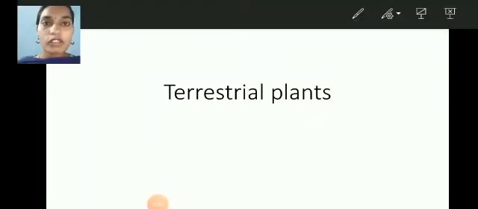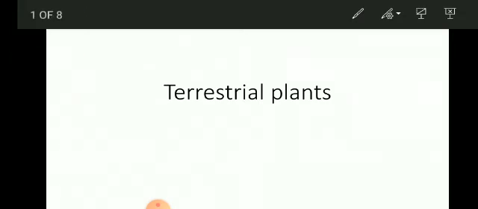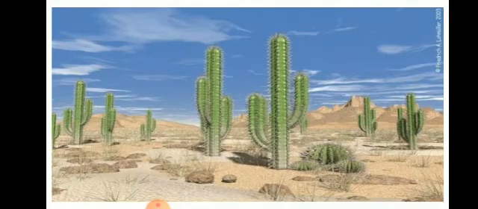Today we are going to discuss terrestrial plants. Children, what are terrestrial plants? The plants that grow on land are called terrestrial plants. These are plants which have certain features. What are the features? They mainly grow in areas like mountains, forests, plains and deserts. So let us find out how plants adapt to the natural conditions in these areas.